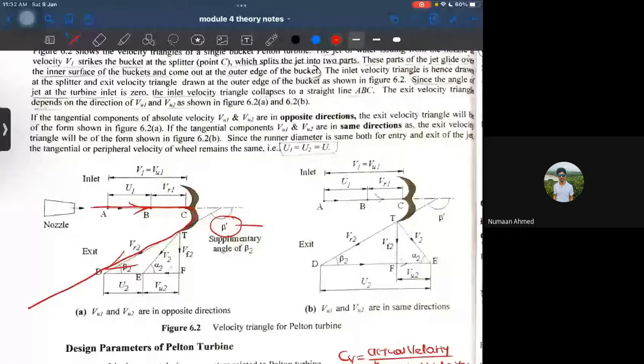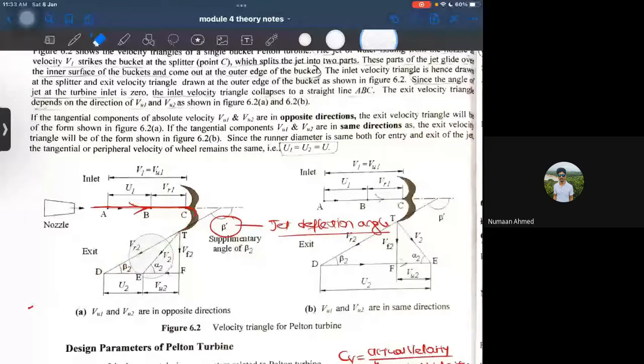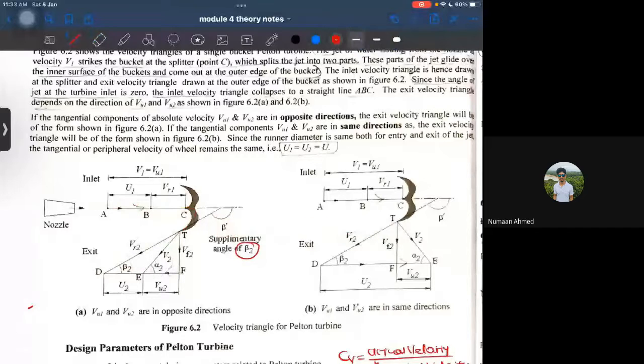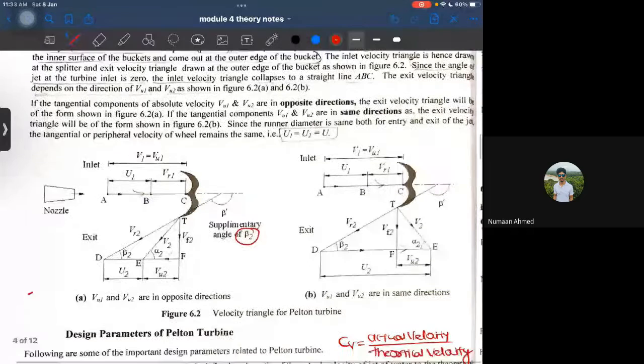Understood? What is jet deflection angle? It is the angle through which the incoming jet of water is being deflected because of the blades. Okay. Now remember, always remember, your jet deflection angle will be a supplementary angle of beta 2. What is beta 2? It is the outlet blade angle. Okay, it is a supplementary angle of beta 2, which is the outlet blade angle.